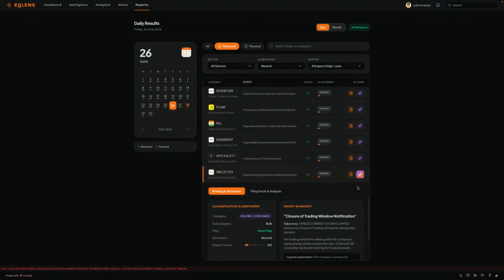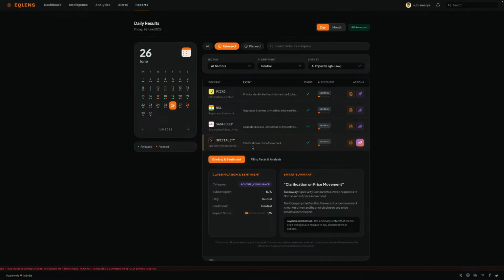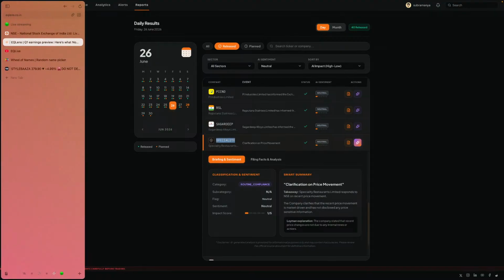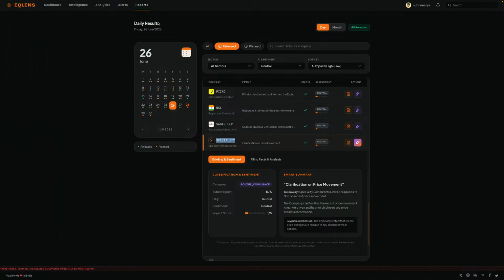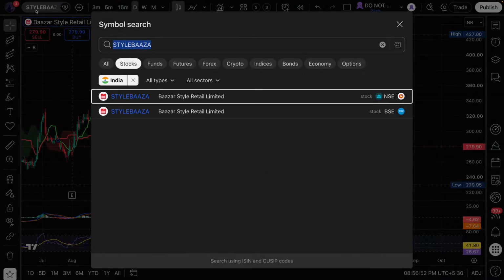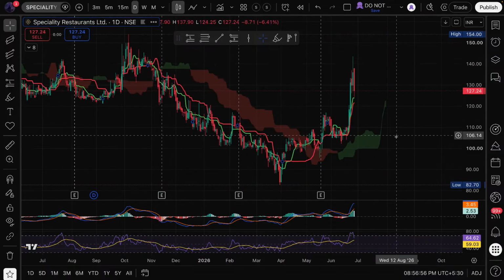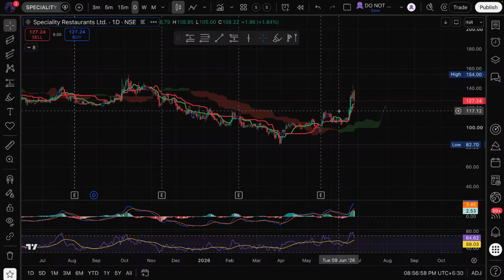Oh, wait a second, this is not closure. Clarification of price movement, Speciality. Again, these guys are up to something. It's the second time I'm seeing them for similar reasons. So if I go here, it's Speciality Restaurants Limited. Yes, I was right. And you see this spike, it was too much of a spike.